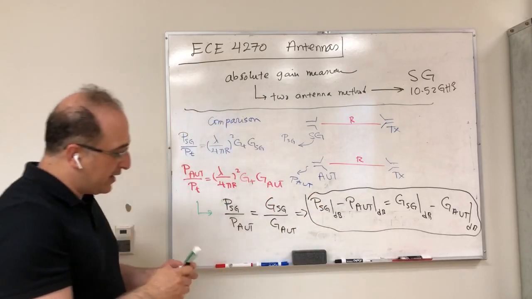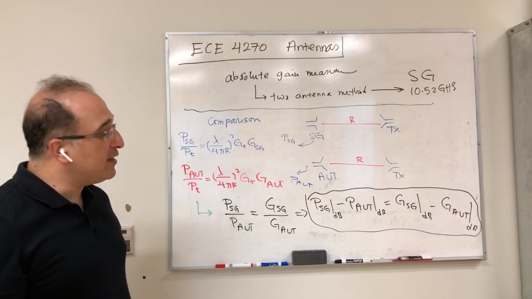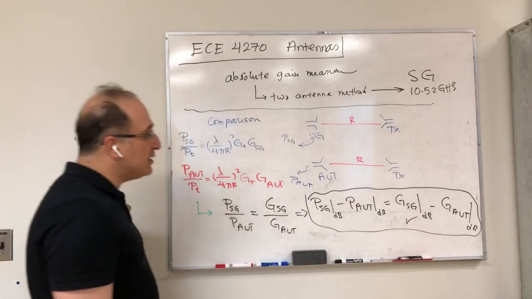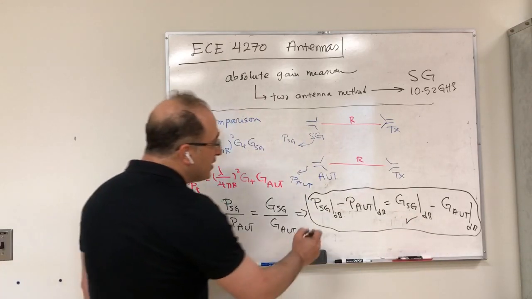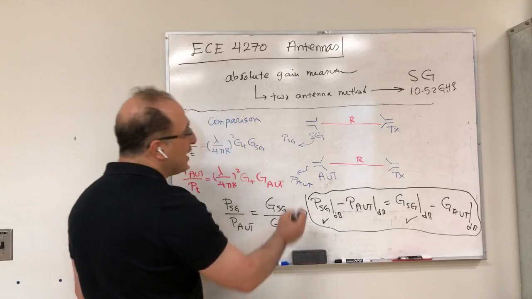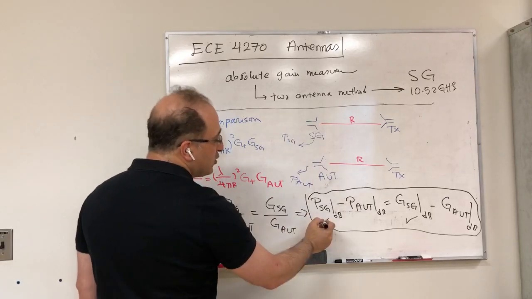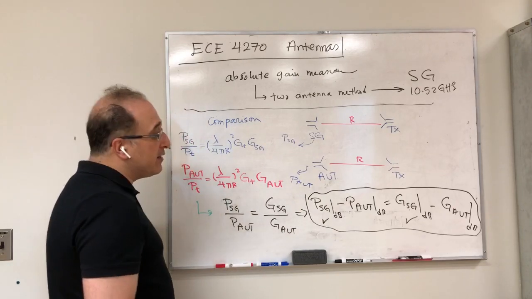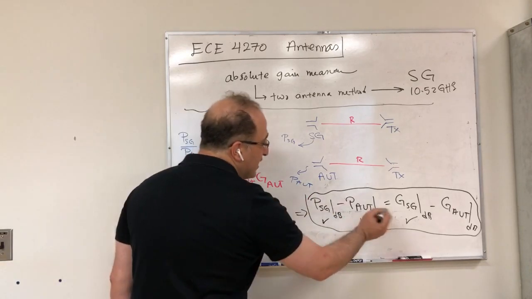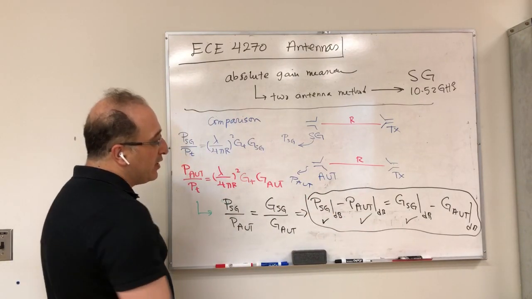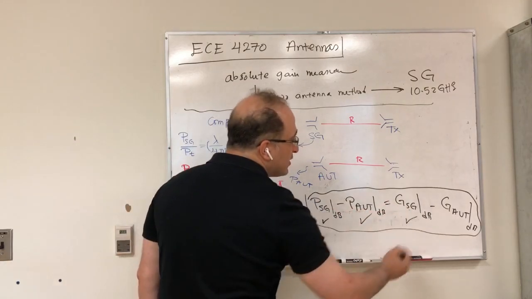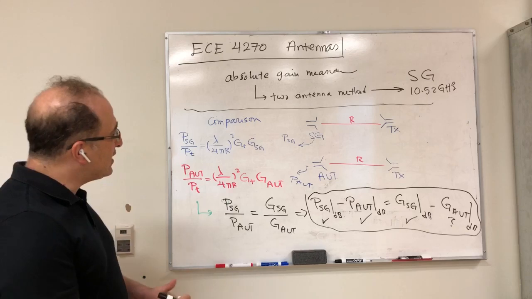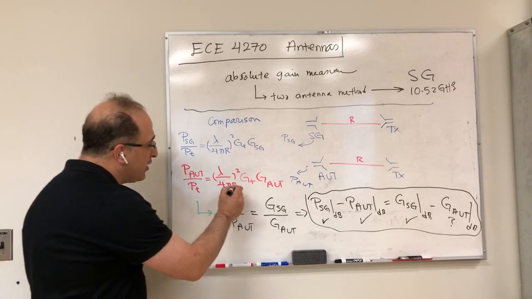Now, if you look at that, we already know the gain of a standard gain at that frequency. We're going to measure the power received by the standard gain in this experiment, so we know this one too. We're going to measure the P received by the AUT in this case. And then, knowing these three, we can always find the gain of AUT, which is our unknown. So again, the assumption that I had was that R is the same.